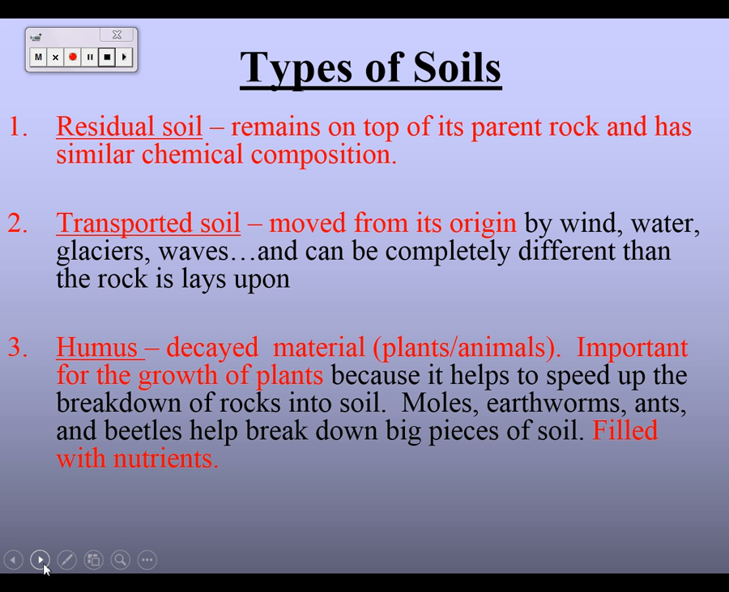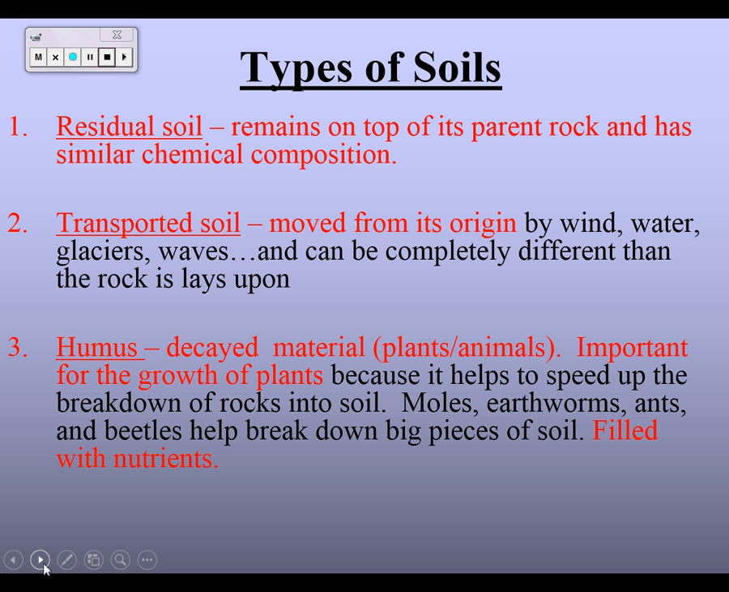There are 3 main types of soil: residual soil, which remains on top of its parent rock and has a similar chemical composition to that parent rock; transported soil, which has been moved from its origin. Soil can be moved by wind, water, glaciers, even waves. And when it's transported and laid down somewhere different, it will have a different characteristic than the rock underneath it.